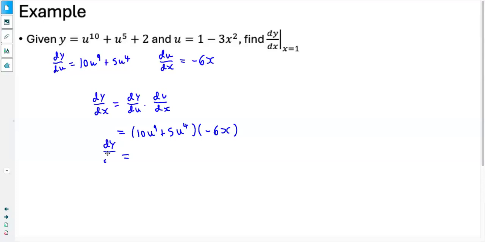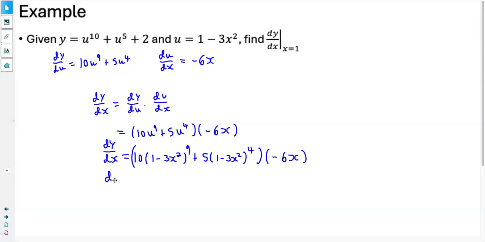That tells us dy over dx is 10 times u, which was 1 minus 3x squared, to the power of 9, plus 5 times 1 minus 3x squared to the power of 4, times negative 6x. So this is our dy over dx.